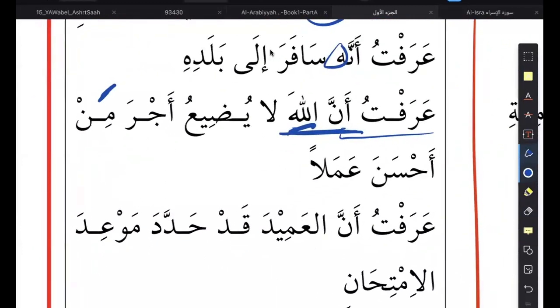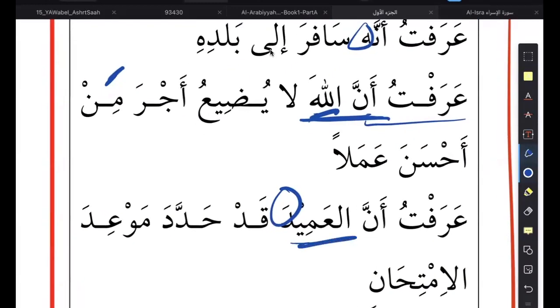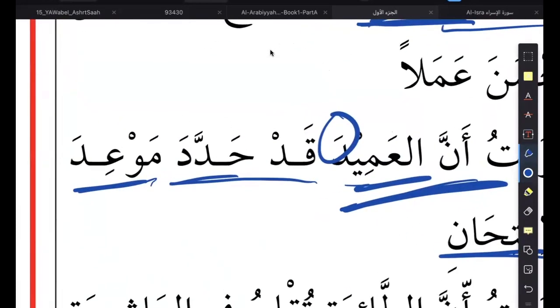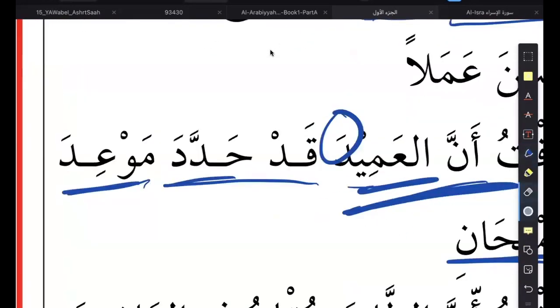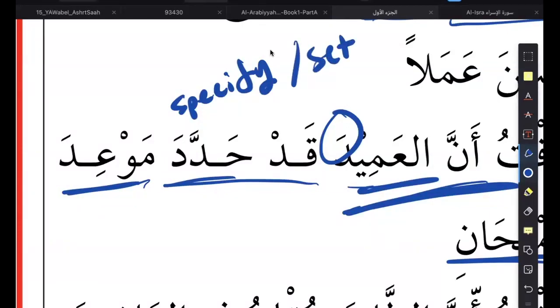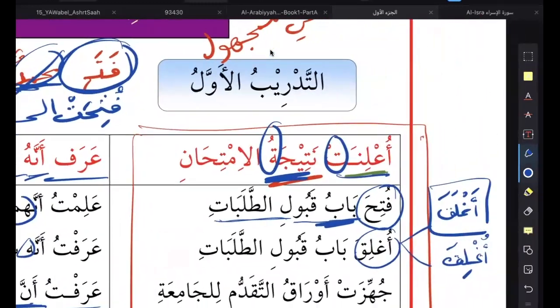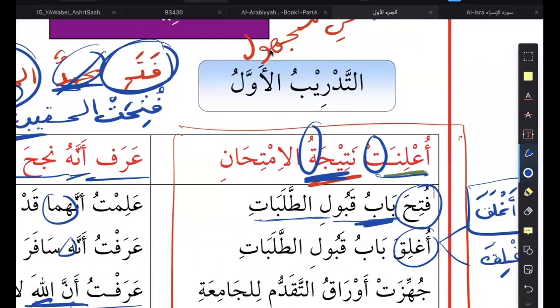Same thing here. Araftu anna al-amida qad haddada maw'id al-imtihan. I learned that the amid, the dean, has haddada, we had this verb, to specify. Maw'id is the appointed time of the exam. Haddada means to specify, to set something. But as you can see, the passive form is a little bit tricky.